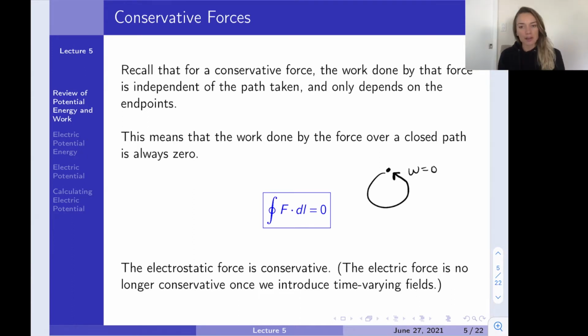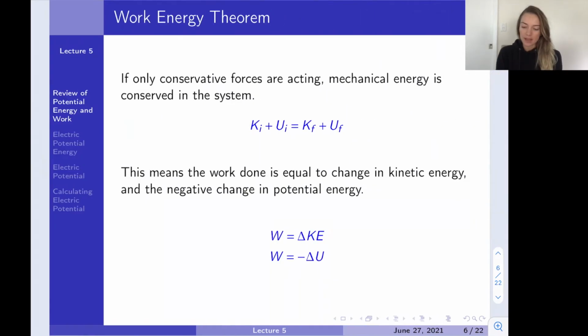So the electrostatic force is an example of a conservative force. Now be careful though, because when we get into later chapters where we're not in electrostatics anymore, the electric force is no longer conservative. So when we have time-varying electric fields, those forces are not necessarily conservative, but electrostatic forces are always conservative.